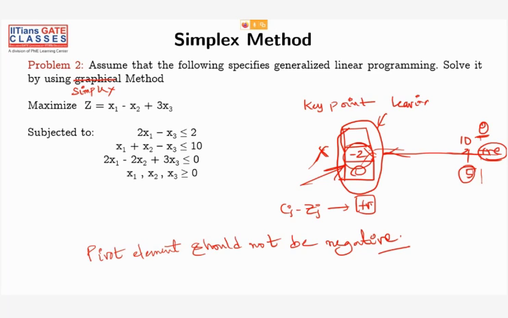Yes, sir, somebody is online. Hello. Yes, sir, what was the value of the second pivot element? 1 by 3. 1 by 3. Okay.